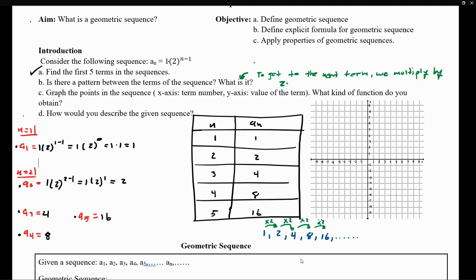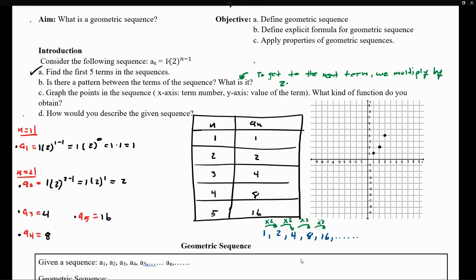Okay, we're back. All I have done is create a table of values with the results that we got. My first term has a value of 1, so I'm going to have 1 comma 1. So we have our first point here, 1 comma 1. My second term had a value of 2, so I have a point at 2 comma 2, right here. My third term had a value of 4, so I'm going to have a point at 3 comma 4. So 3 comma 4.